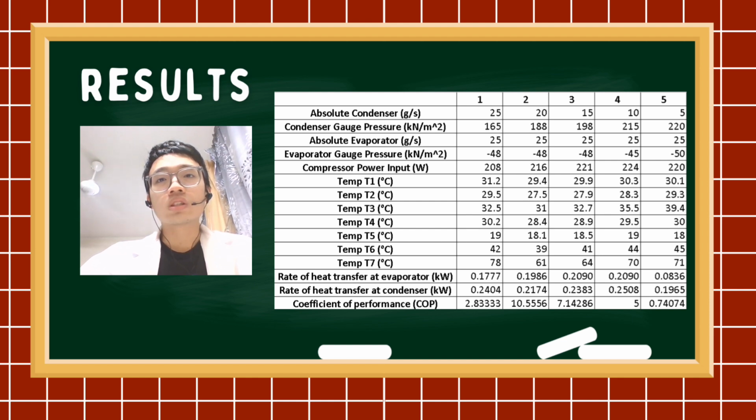10.5556 kilowatt to 0.74074 watt. This is because we retook the first reading to make it the COP at first reading. It's 2.8333 watts.